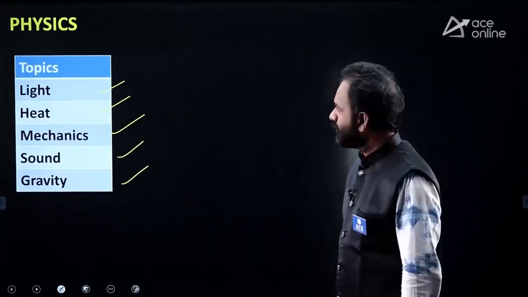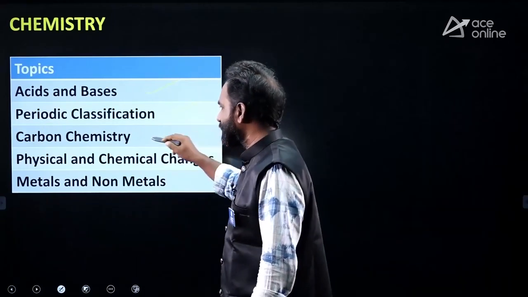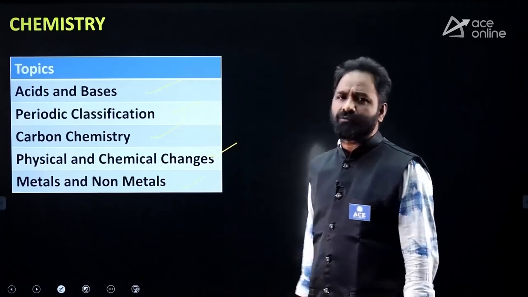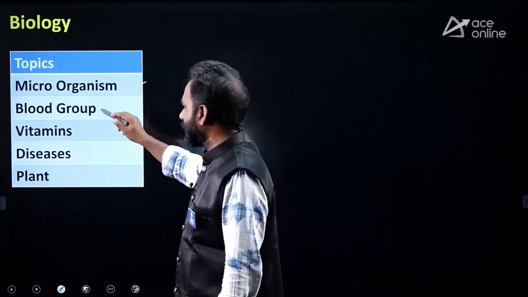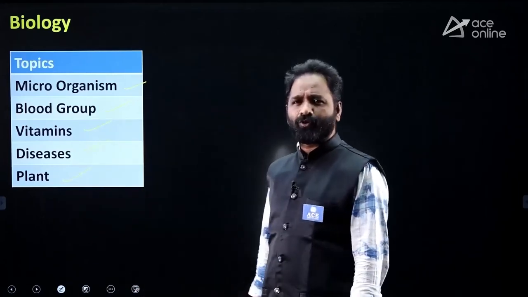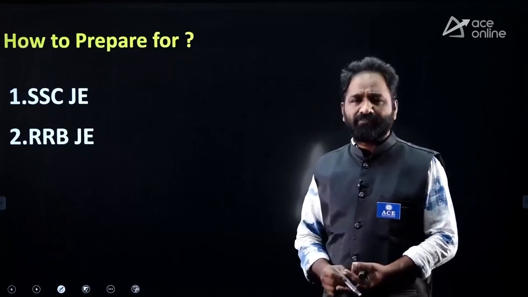Learn basics. And coming to chemistry, we have acids and bases, periodic classification, carbon chemistry, physical and chemical changes, metals, non-metals. Just focus on basics only. And biology: microorganisms, blood group, vitamins, disease, and plants. These are the same repeated questions in the examination. Okay, this was just to explain the syllabus in a fast manner.